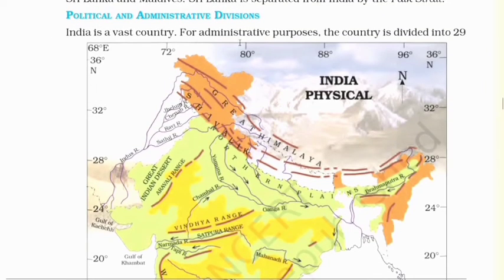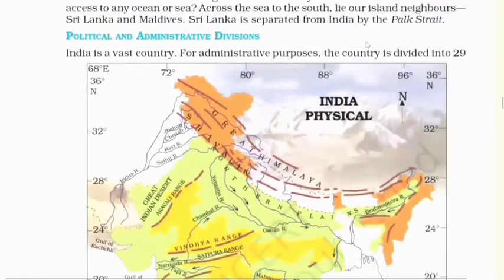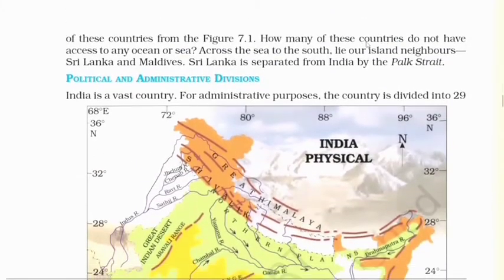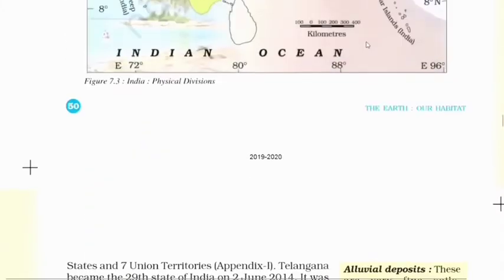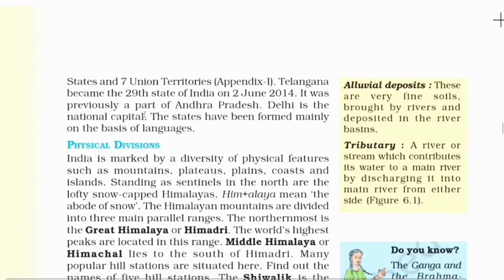India is a vast country. For administrative purposes, the country is divided into 29 states, but now we have 28 states and 8 union territories. Telangana became the 29th state of India on 2nd June 2014. Previously, Telangana was a part of Andhra Pradesh.